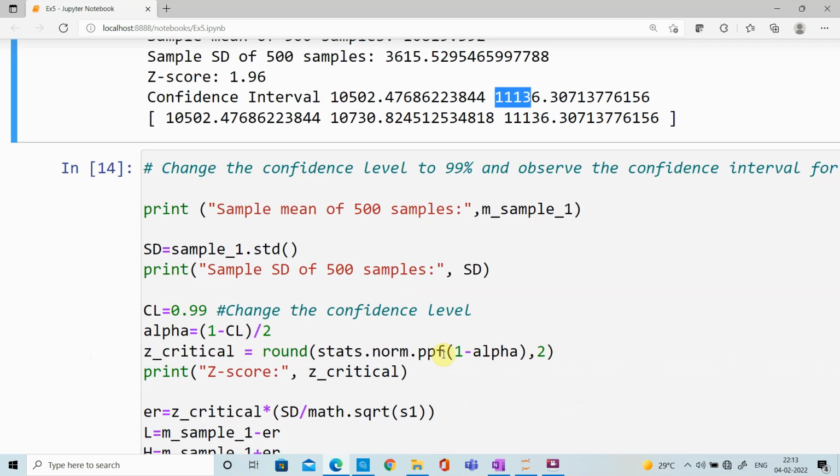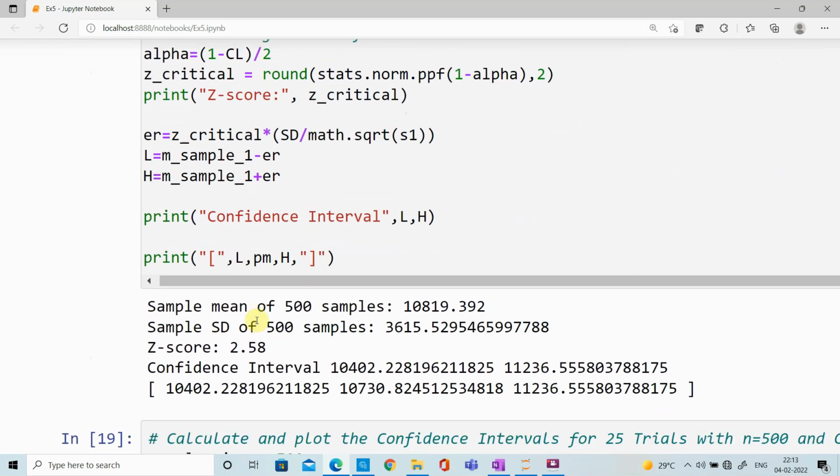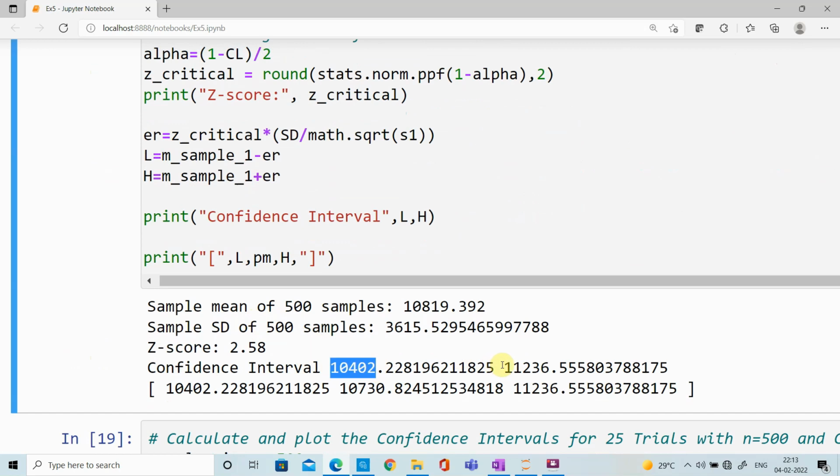And when you increase the confidence level, what happened to your confidence interval? The confidence interval got expanded. That is 1500, now it is 1400, and there it is 11,100, and here it will be 11,200. So I think you can observe here.